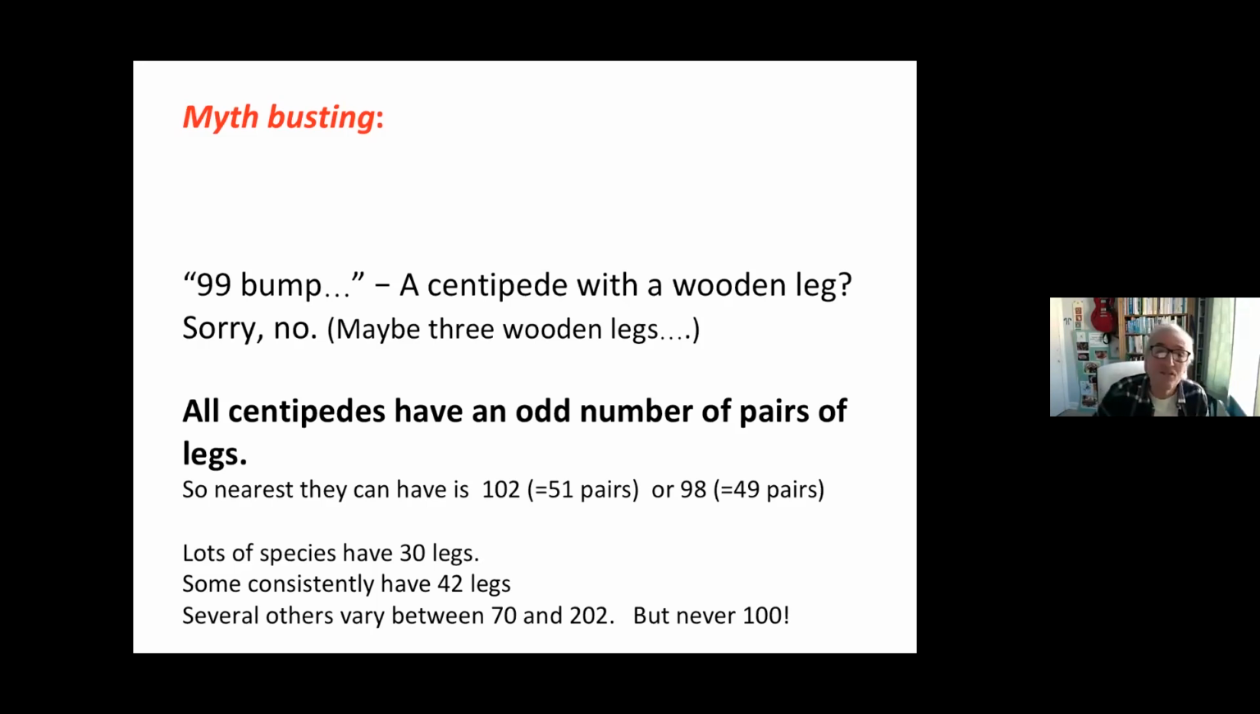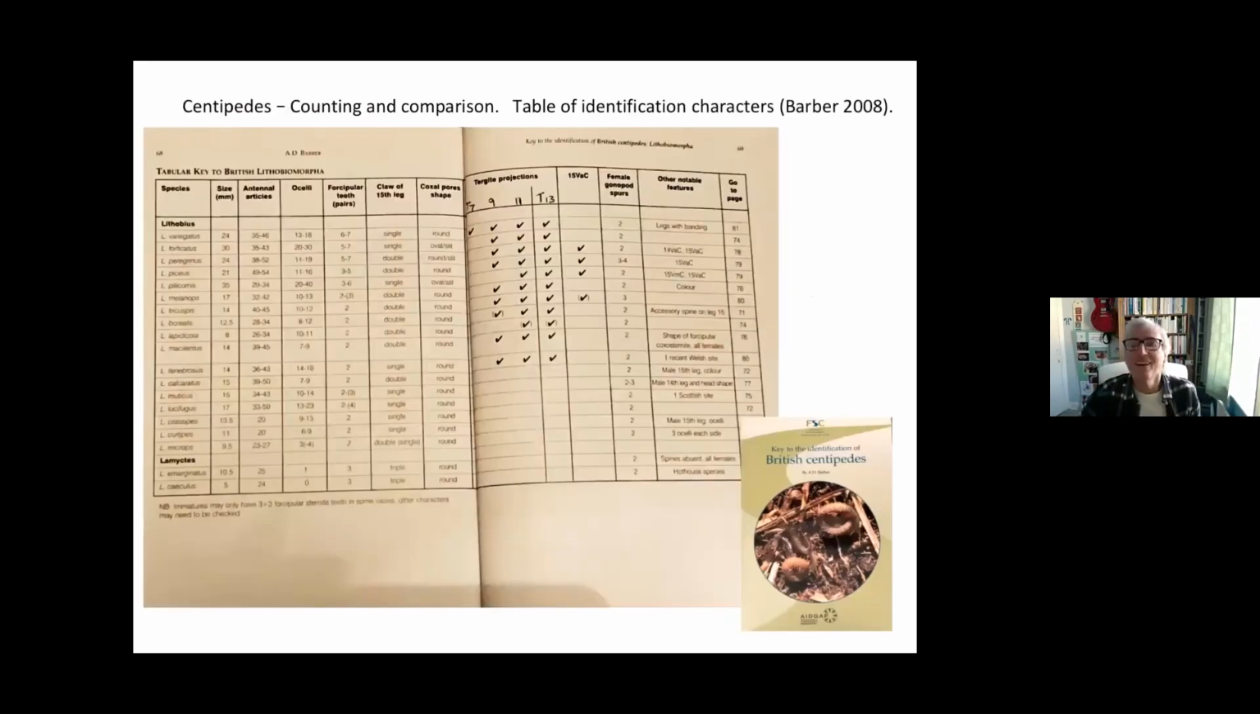Lots of species have around 30 legs, some have 42 consistently, and then there are many others which have somewhere between 70 and 202 legs in Britain, but never 100. So that's it. It's the end of the seminar. You've learned everything you need to know. They don't have 100 legs.